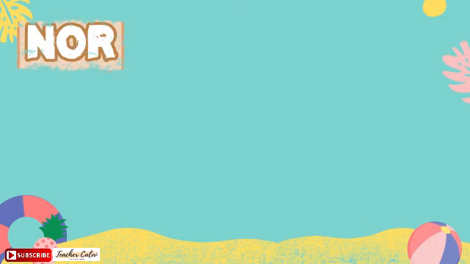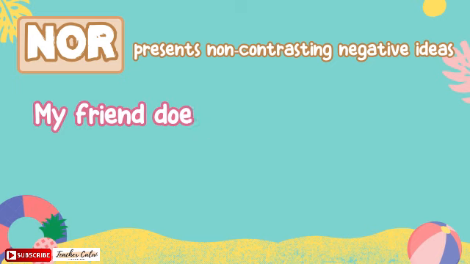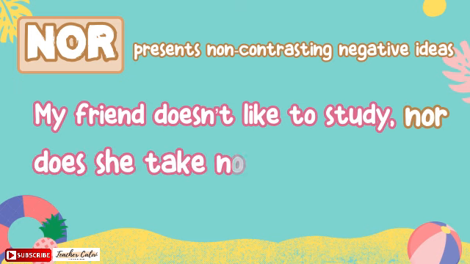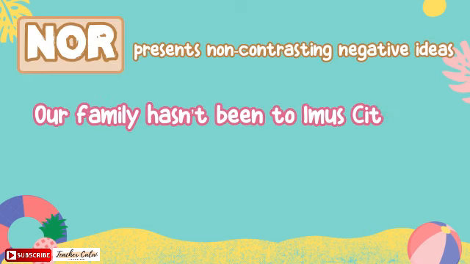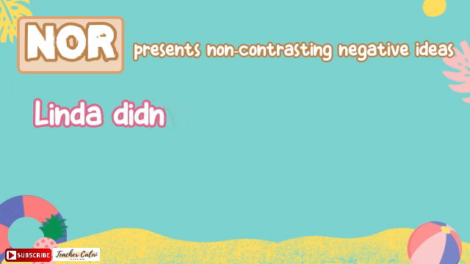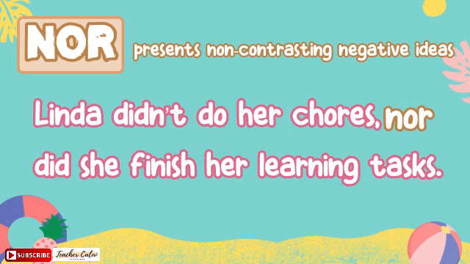Next to A is N, which stands for "nor." This is used to present non-contrasting negative ideas. Example: My friend doesn't like to study, nor does she take notes in class. Our family hasn't been to Imus City, nor have we been to Dasmariñas City. Linda didn't do her chores, nor did she finish her learning tasks.